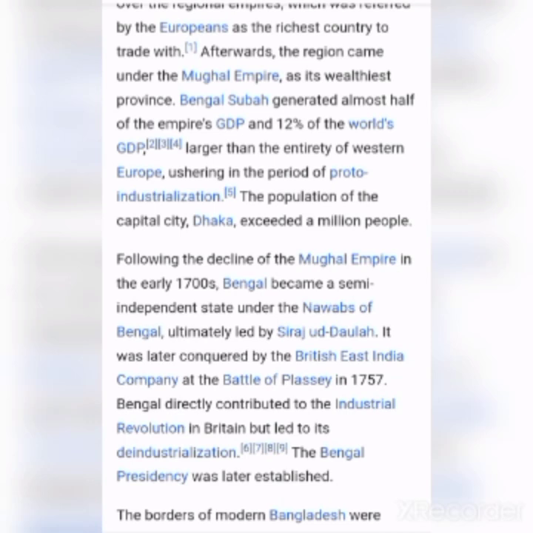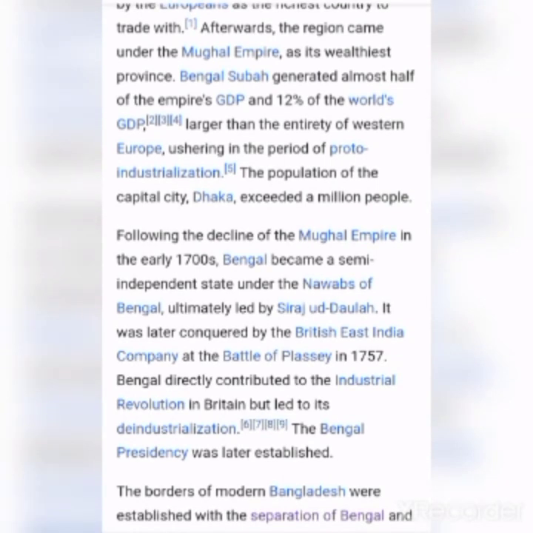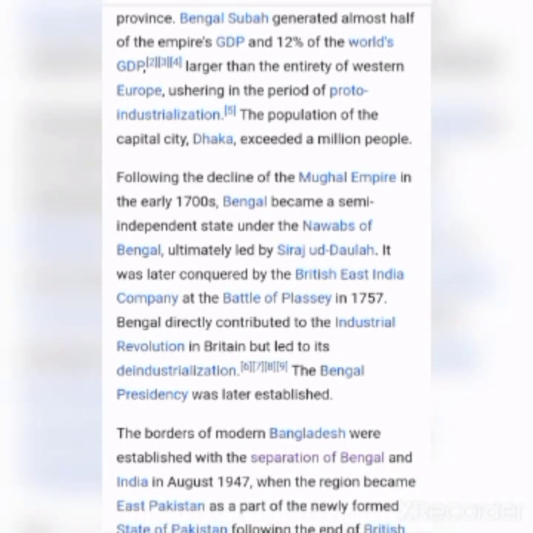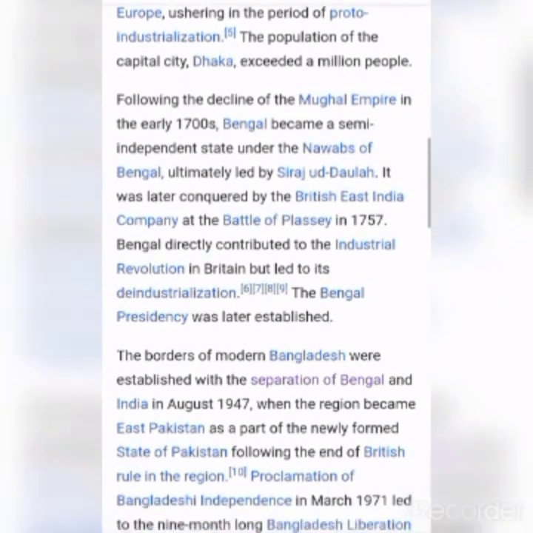Following the decline of the Mughal Empire in the 18th century, Bengal became a semi-independent state under the Nawabs of Bengal, ultimately led by Siraj-ud-Daulah. It was later conquered by the British East India Company at the Battle of Plassey in 1757. Bengal directly contributed to the Industrial Revolution in Britain but this led to its deindustrialization. The Bengal Presidency was later established.